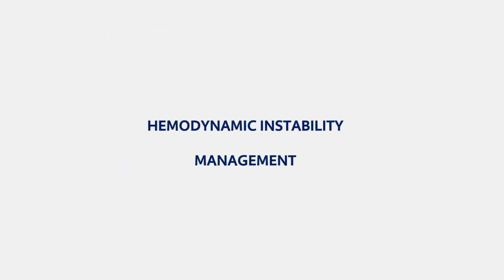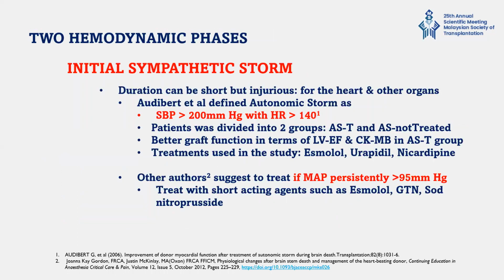So now we know there are two distinct phases. Phase one is the sympathetic storm, and the second phase is the loss of sympathetic tone. So of these two hemodynamic phases, the initial sympathetic storm duration can be short but injurious for the heart and other organs.